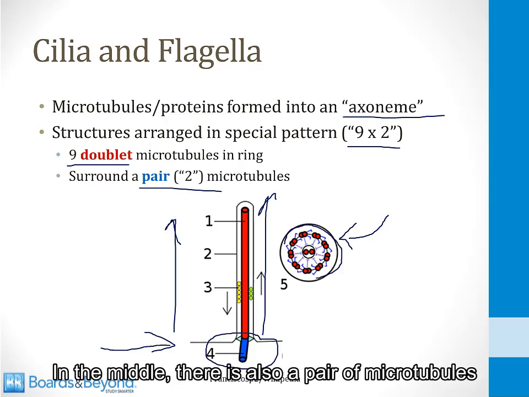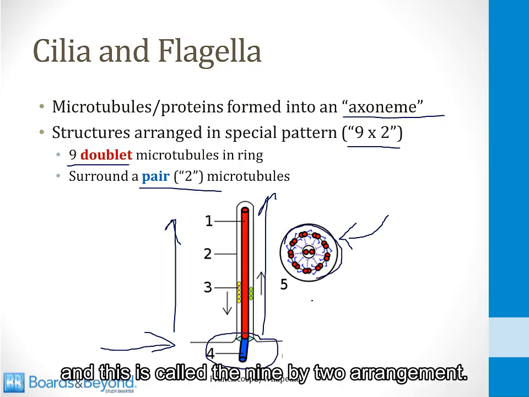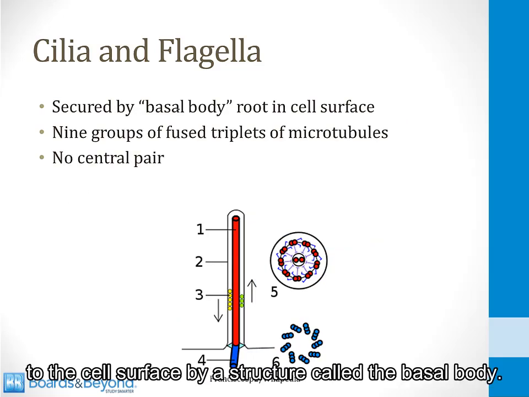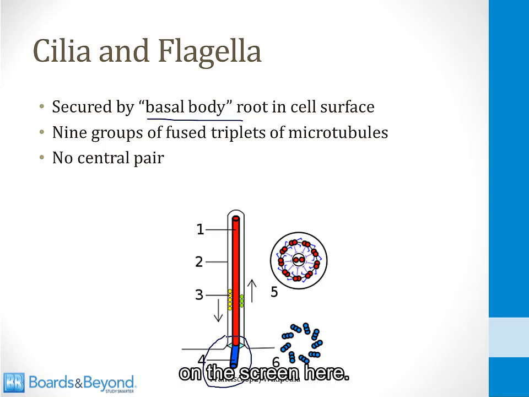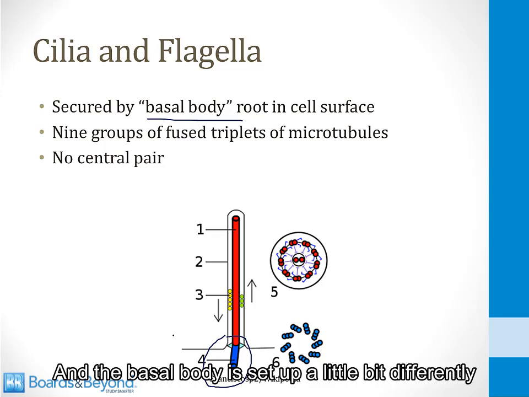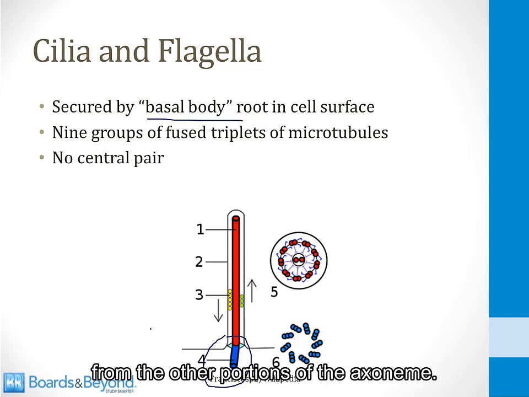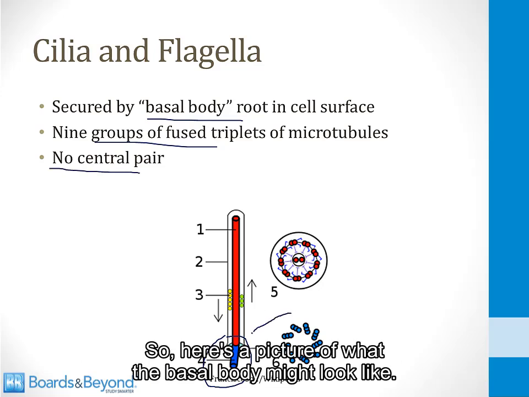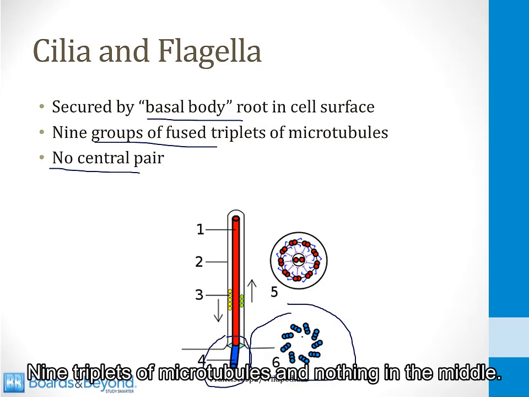In the middle, there is also a pair of microtubules, and this is called the 9x2 arrangement. As I mentioned previously, the cilia and flagella are secured to the cell surface by a structure called a basal body. That's the blue structure in this picture. The basal body is set up a little differently from other portions of the axoneme. It has 9 groups of fused triplets of microtubules and no central pair. Here's a picture of what the basal body might look like: 9 triplets of microtubules and nothing in the middle.